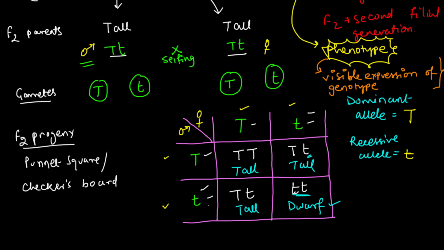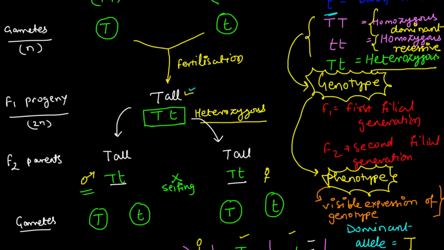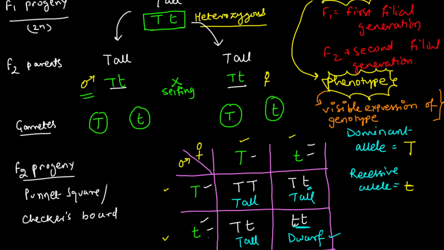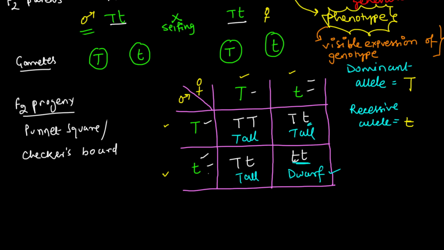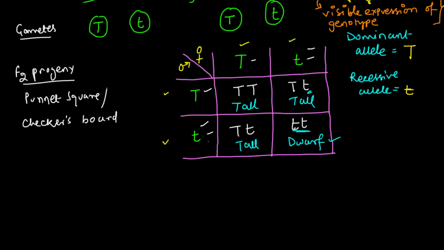Capital T is going to be the dominant allele and small t is going to be the recessive allele. And again, genotype can be of three different types when we are talking about a monohybrid cross. From this F2 progeny, we can count the number of plants showing a particular type of trait, the phenotype. What are the different phenotypes we are going to have? We are going to have two different phenotypes, that is tall and dwarf.